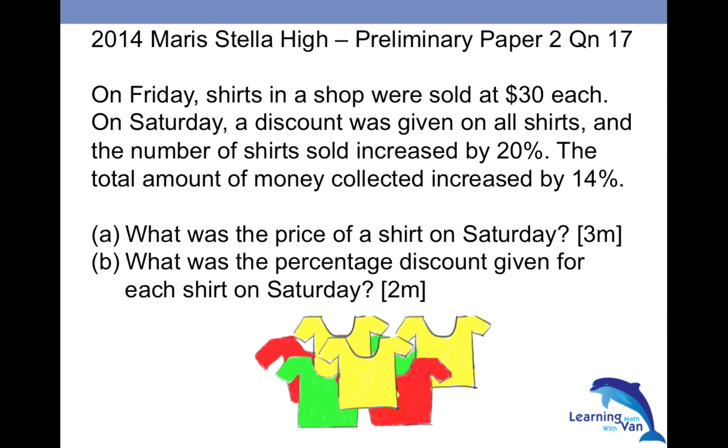2014 Maris Stella High, Preliminary Paper 2, Question 17. On Friday, shirts in a shop were sold at $30 each. On Saturday, a discount was given on all shirts, and the total number of shirts increased by 20%. The total amount of money collected increased by 14%. Part A. What was the price of a shirt on Saturday? 3 marks. Part B. What was the percentage discount given on each shirt on Saturday?